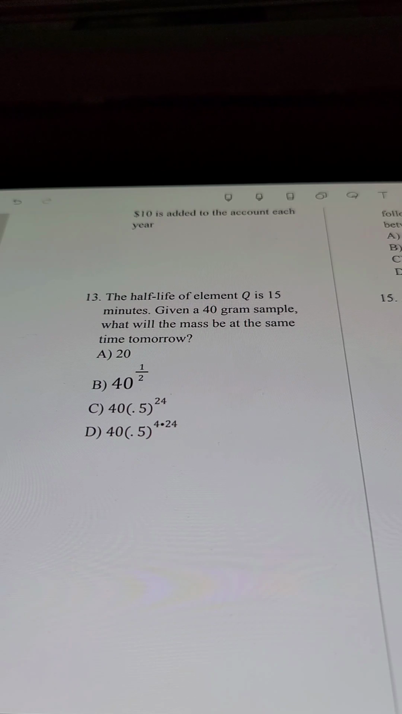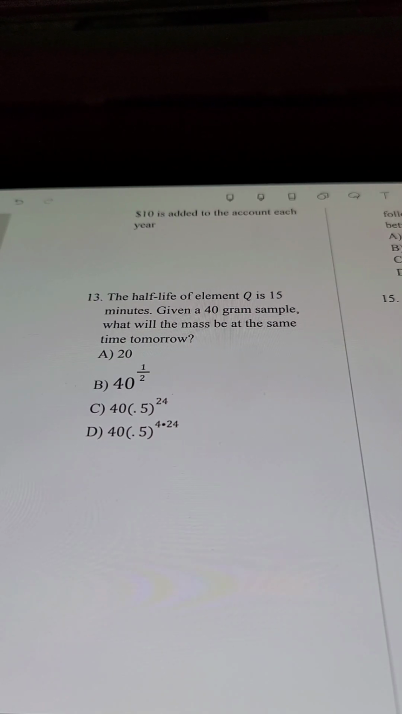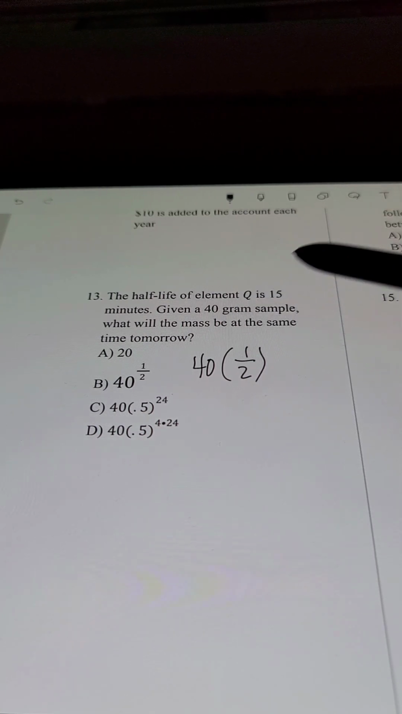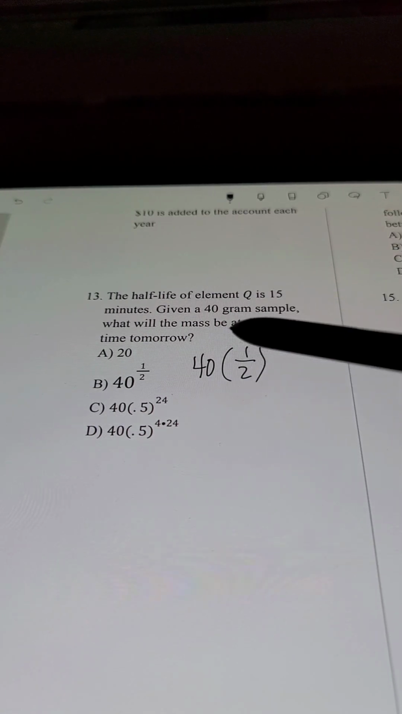Okay, so number 13, pause to read if you haven't already. So when they're saying the half-life of element Q is 15 minutes, it means you're multiplying by a half every 15 minutes for whatever the amount of time is, right? So we're starting with the initial of 40, and then we're multiplying by 1/2 every 15 minutes. And we're talking about the specific scenario where we want the mass at the same time tomorrow.